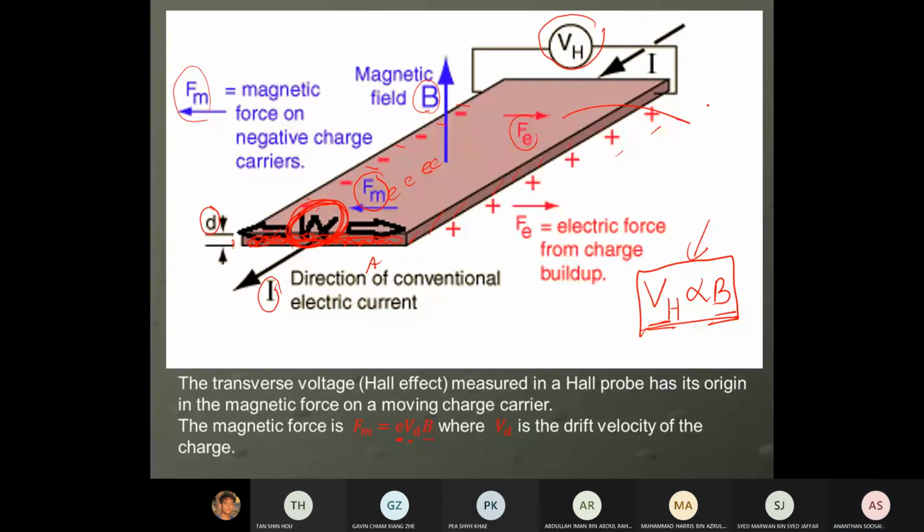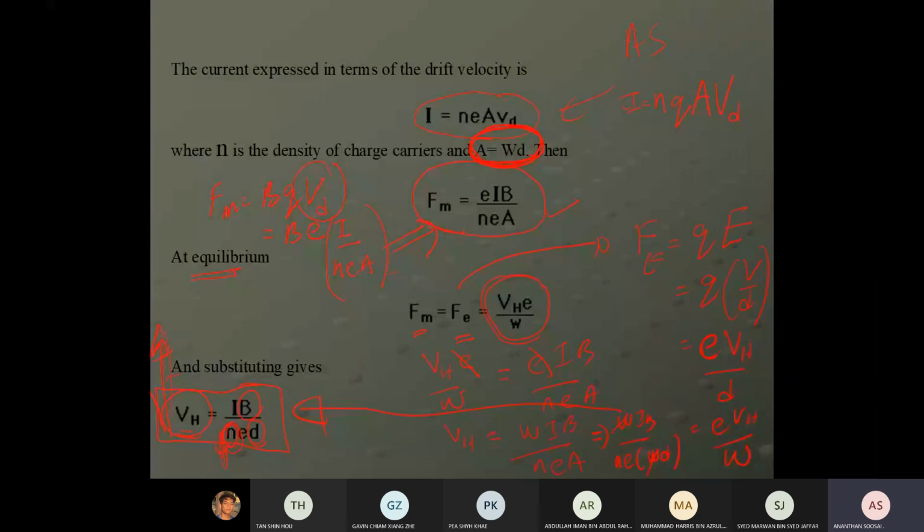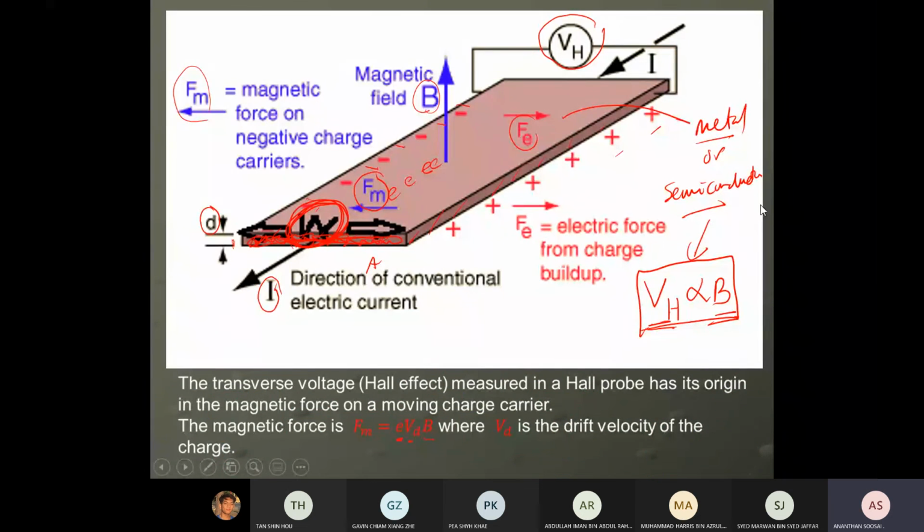What is suitable to make this plate, a metal or a semiconductor? Which is the more suitable material? Anybody? Metal or semiconductor? You see the Hall voltage: you want a big Hall voltage, the n must be small. To have a very small n, the plate must be made of semiconductor.